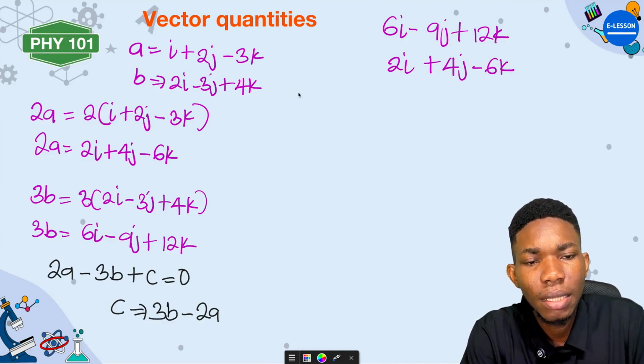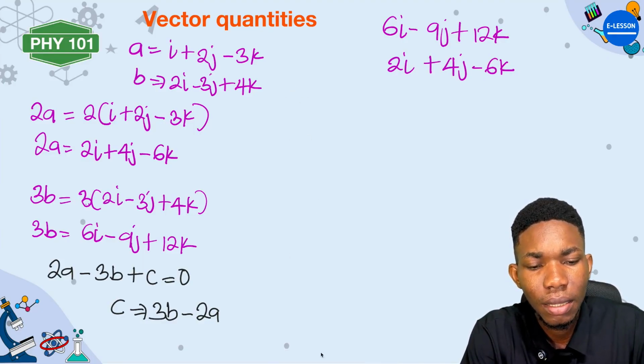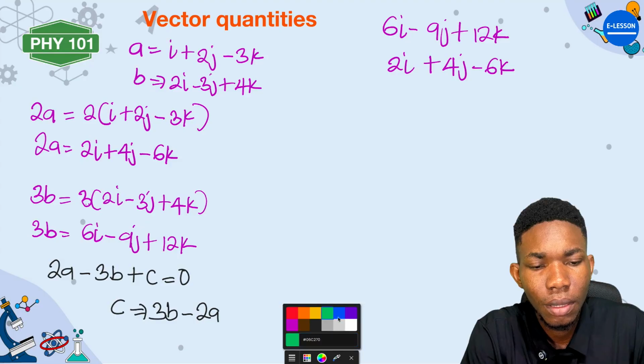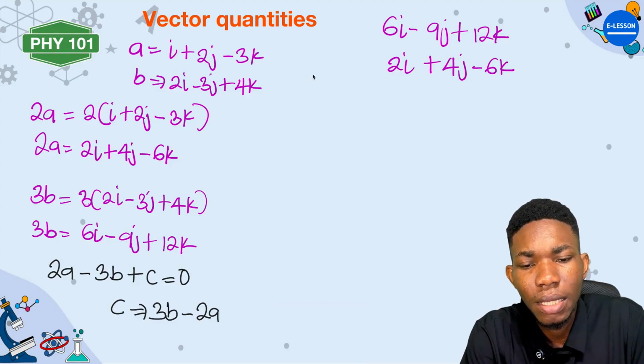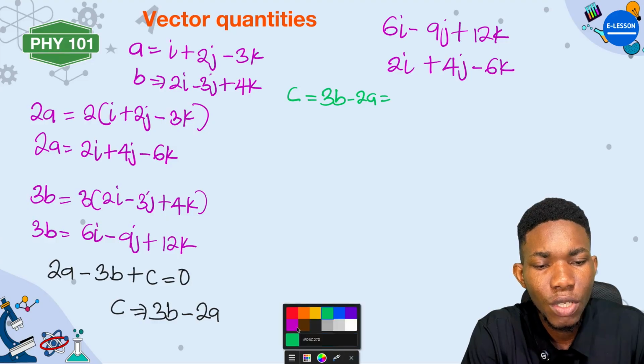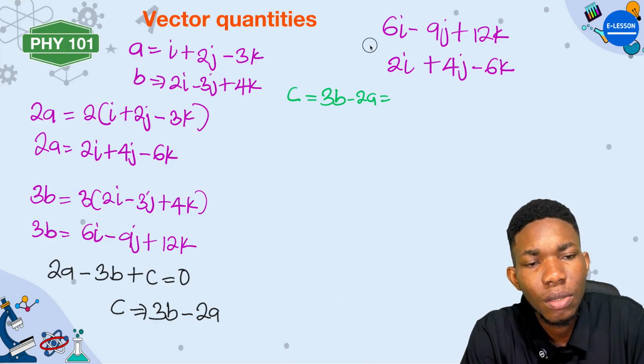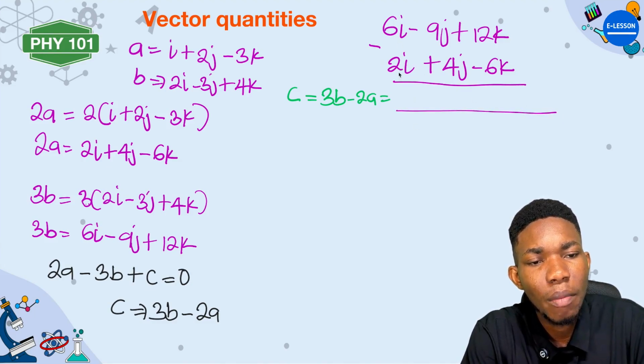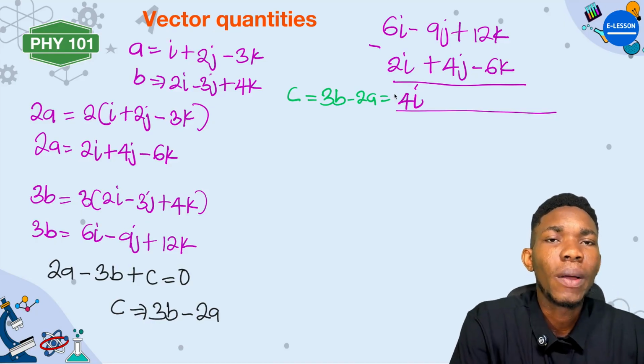Remember that we said our c is 3b minus 2a, which should be equal to, so it means we should subtract this. What do you think that will give to us? 6i minus 2i will give us what? 4i, my dear student.